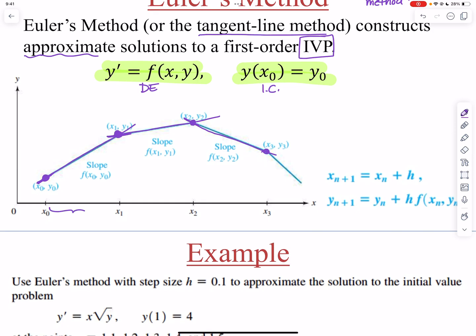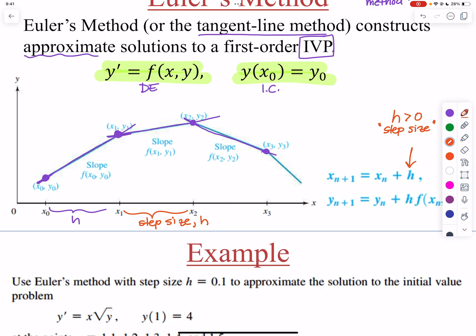So this distance here is h. Now keep in mind that's this same h value. H is going to be positive, and this is called the step size, h. So you could actually say here that x1 is equal to x naught plus h, and you could say x sub 2 is equal to x1 plus h, and so forth. Okay, so our step size is h.